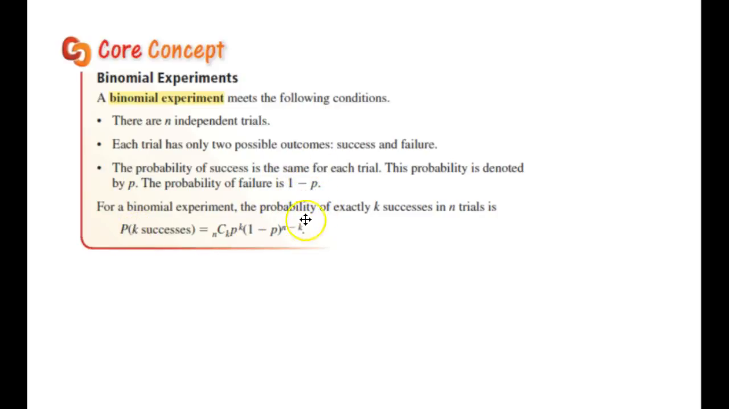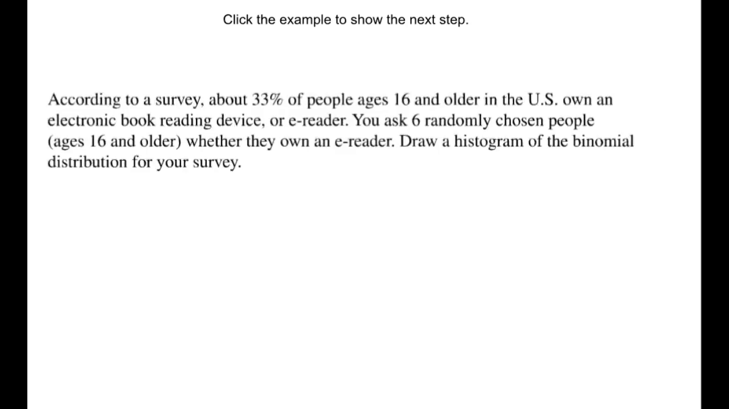So for my binomial experiment, the probability of exactly k successes in n trials, where k and n just tell us how many we're looking at. Again, I'm using my combinations, and I've got some exponents. So let's look at this. This is something you're going to need to write down, this experiment and this equation, because we're going to use it often.